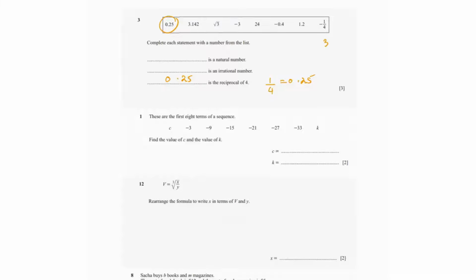So you need to know this as well. 3 over 4 is 0.75. 1 over 4 is 0.25. 1 over 2 is 0.5. You need to know about these things as well so that you can easily do the calculation. Irrational number over here is going to be root 3. Root numbers are always irrational numbers unless you can solve it. And natural number, it has to be a whole number, but it cannot be negative. So that's going to be 24.